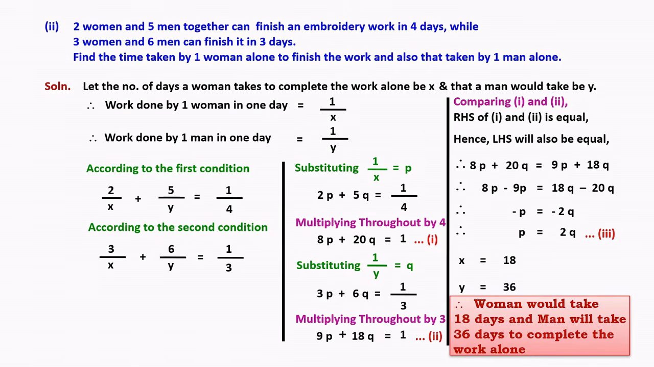Now, substituting back. 1 by X equals 1 by 18 and 1 by Y equals 1 by 36. So, X equals 18 and Y equals 36. Therefore, a woman would take 18 days and a man would take 36 days to complete the work alone.